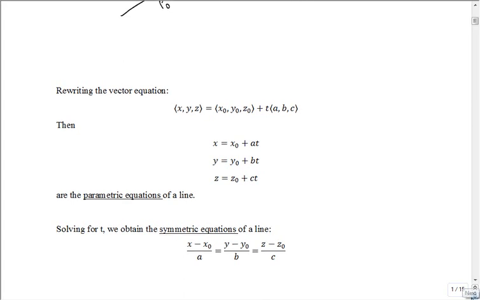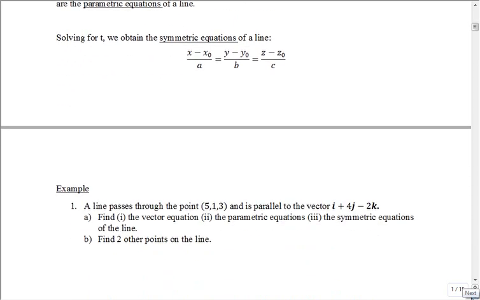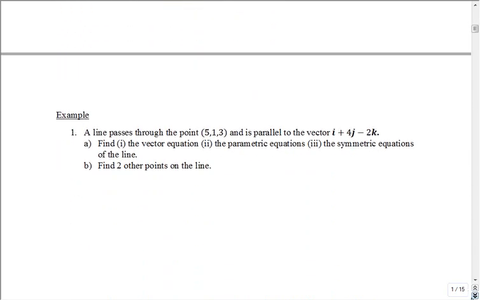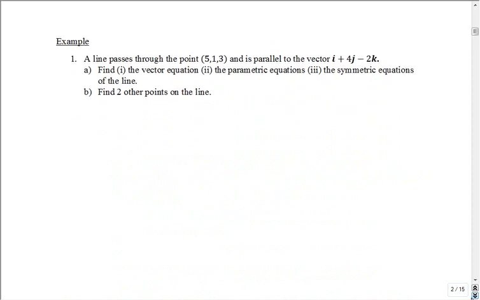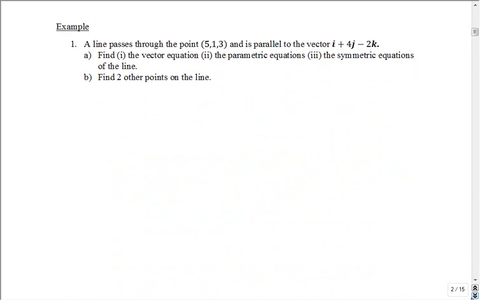Nice. So let's do some examples. A line passes through the point 5, 1, 3 and is parallel to the vector i plus 4j minus 2k. We want to find the vector equation, then the parametric equations, then the symmetric equations of the line, and then we want to find two other points on the line. So the vector equation is always the easiest thing, so let's write that.